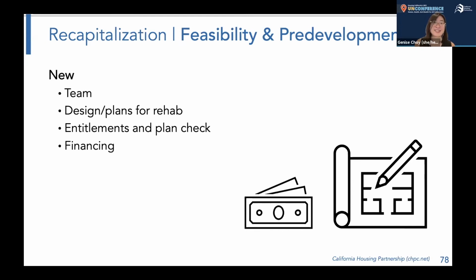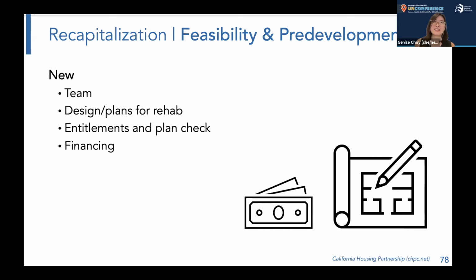Financing, you're going to need new sources. That's the whole point of recapitalization. So you'll also need to address your existing financing in addition to getting new ones. You'll either have to repay or recast your existing debt.